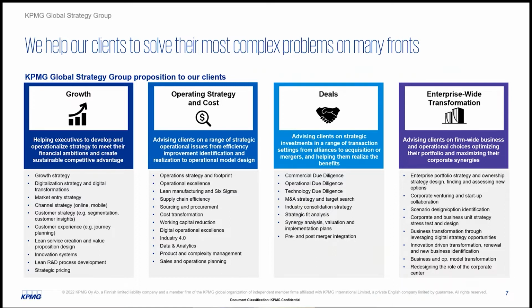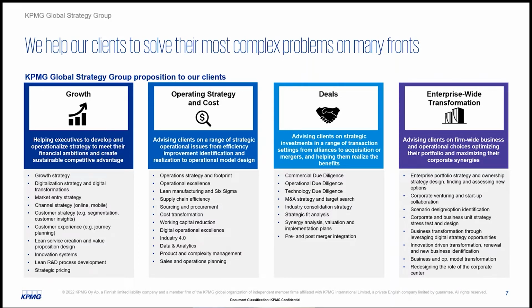First one is growth. So we help our clients to improve their top line performance. We help them with defining growth strategies, market entry strategies, different kind of market studies, and so on. Then the second bucket is operating strategy and cost. So we help our clients with all kinds of operative and cost cutting related topics.